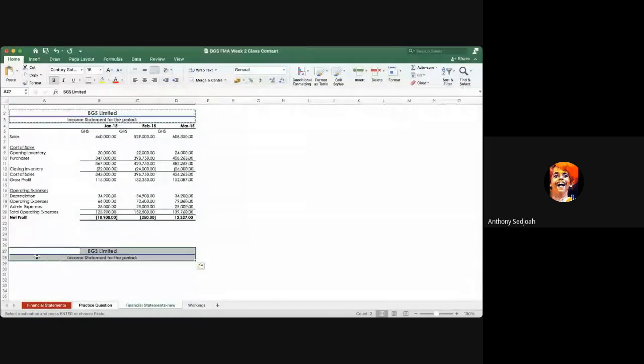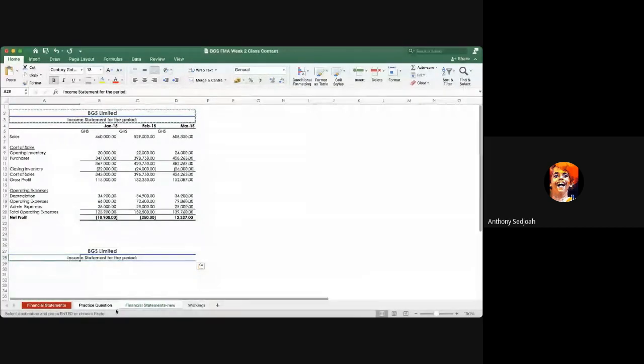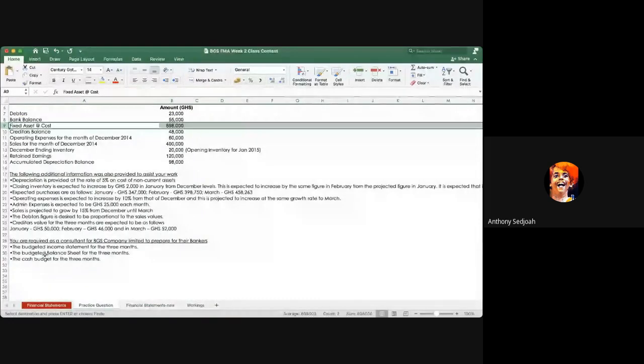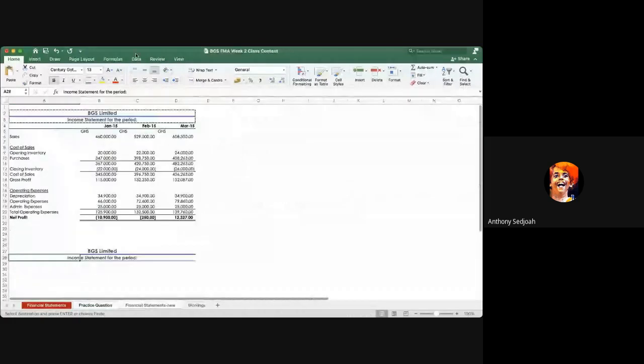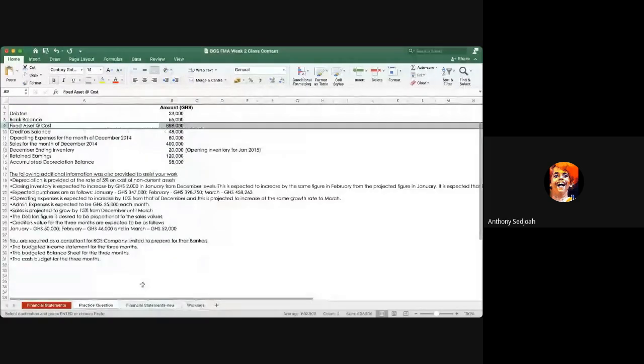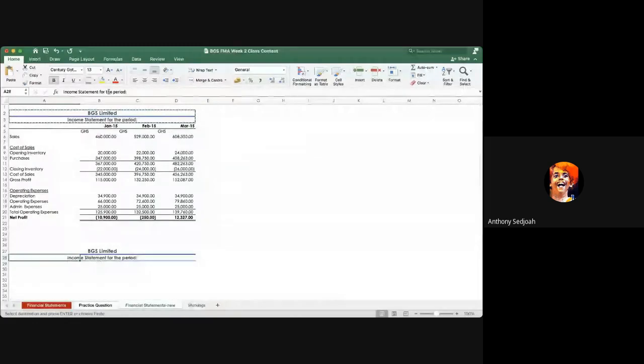Paste it here. So instead of income statements, the question says balance sheet. Another name for balance sheet is the statement of financial position. But the question says balance sheet, so I also call it balance sheet. For those of you who already know accounting, you understand why I'm saying balance sheet assets, and then for the income statement, I'm using income statement for the period.